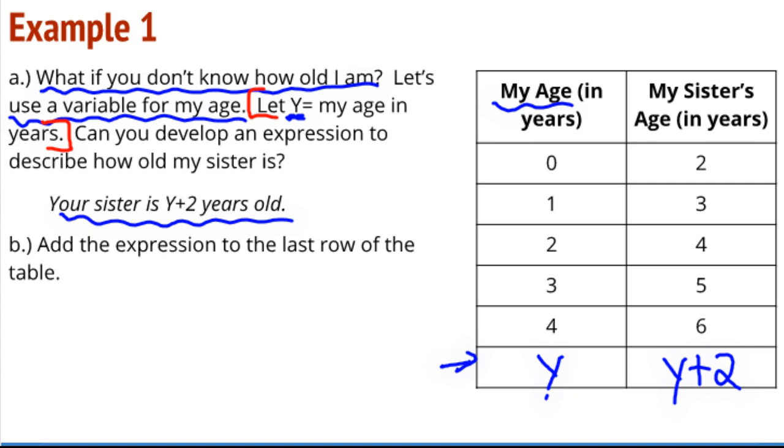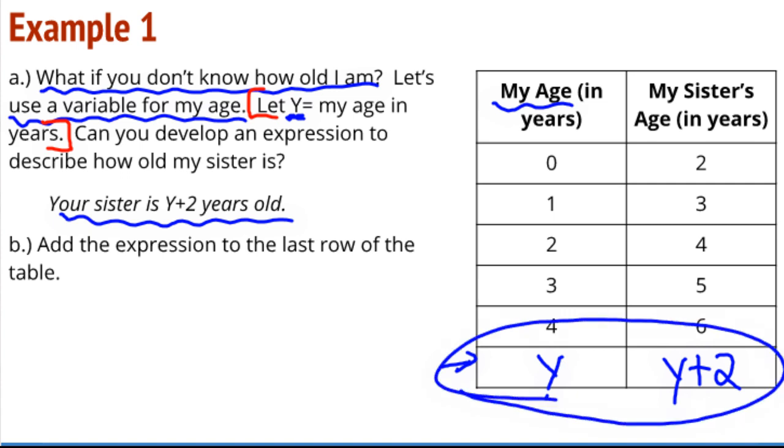Computer programmers do stuff like this all the time. They try to think in general situations and develop algebraic expressions. And then when you sit down at the computer, a little box pops up that says, how old are you? And then it performs the calculation and says the sister's age is. So those of you interested in computer programming, this is a big thing.